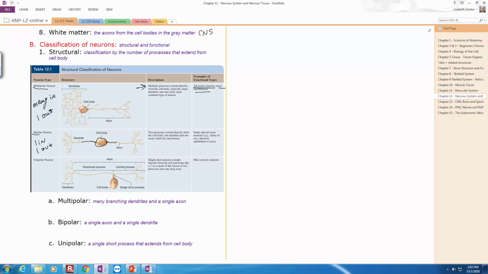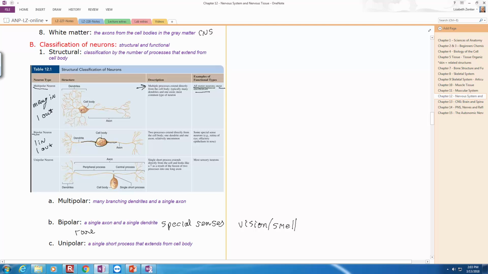Where you're going to see a lot of bipolar is going to be with our special senses, which we start with in chapter 228 with special senses. These are rare, so we really only see them there. And an example of our special senses would be for our vision and smell, for example. So vision and smell.